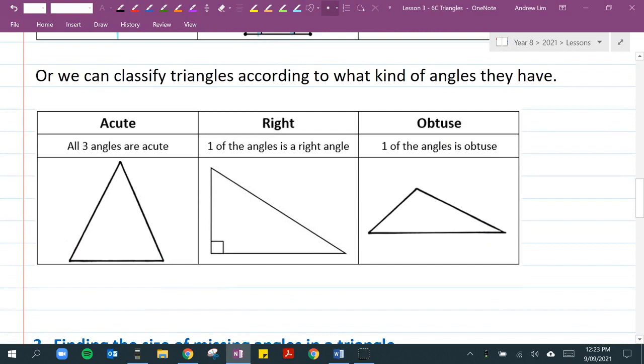Or we can classify triangles according to what kind of angles they have. So if all three angles are acute, like they are here, so that's less than 90, that's less than 90, and that's less than 90 degrees, they're all acute, so this is an acute triangle.